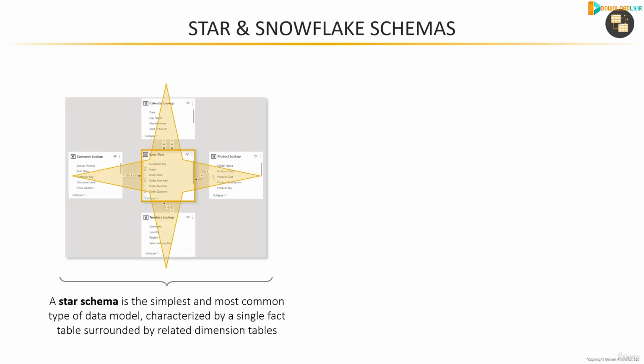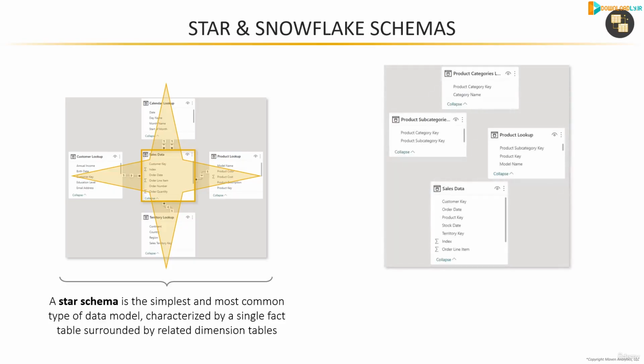Now, it's important to note that you don't have to organize your tables exactly like this to have a star schema. In fact, the model that we've configured for AdventureWorks is in fact a star schema, even though we're organizing our lookup tables above our fact table. We'll talk about why we organized it that way in just a bit, but what's important to note is that our model does in fact have all of the characteristics of a classic star schema.